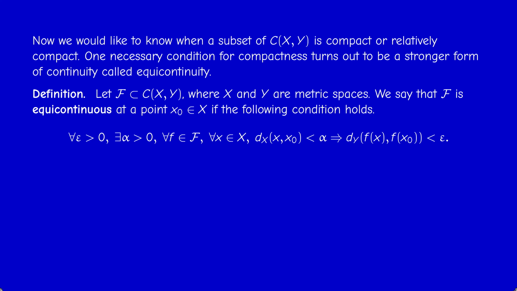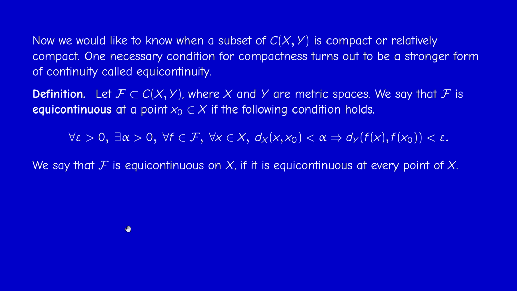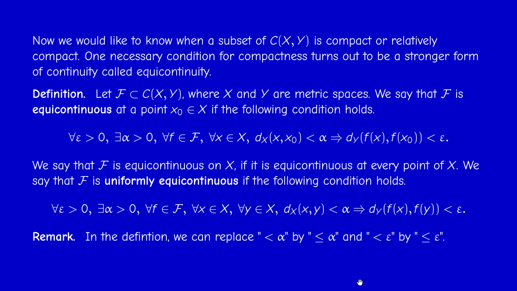Now I'll give examples of such. Not every collection of continuous functions satisfies this property. This implies in particular that each individual f is continuous, but we can choose the alpha the same for every f. Not trivial at all. And we say that this collection is equicontinuous on the space X if it's equicontinuous at every point of the space. And we have a still stronger notion, which is uniform equicontinuity, where we can take the alpha depending only on epsilon, and not on epsilon and x0.